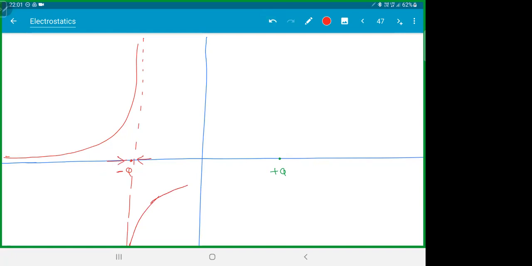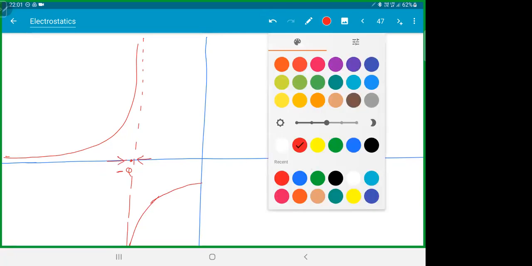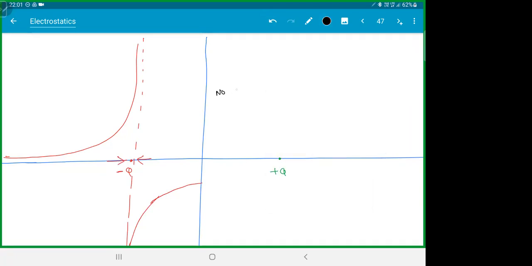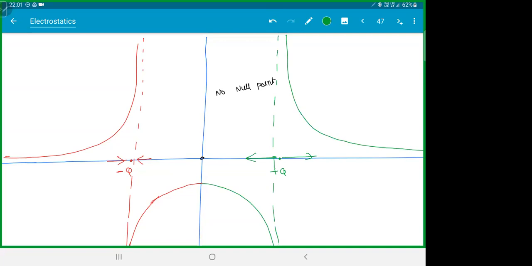And then remember, you won't get a null point. There is no null point here. They will never cancel out. Because in the center, if you see, minus Q is attracting, plus Q is also pushing. The directions are in the same direction. They're not canceling out, isn't it? See what the green is doing? Green is also pushing this way. So in the center, they're actually adding up. So this will go again this way. These are the graphs. Check.